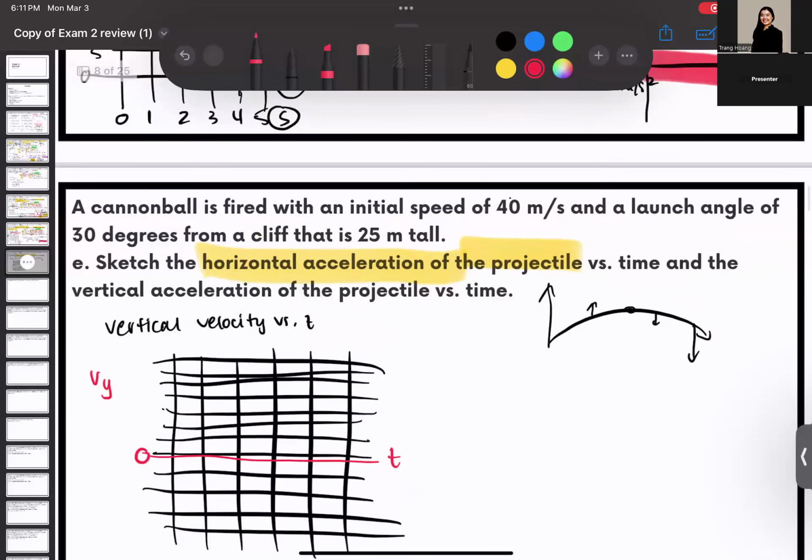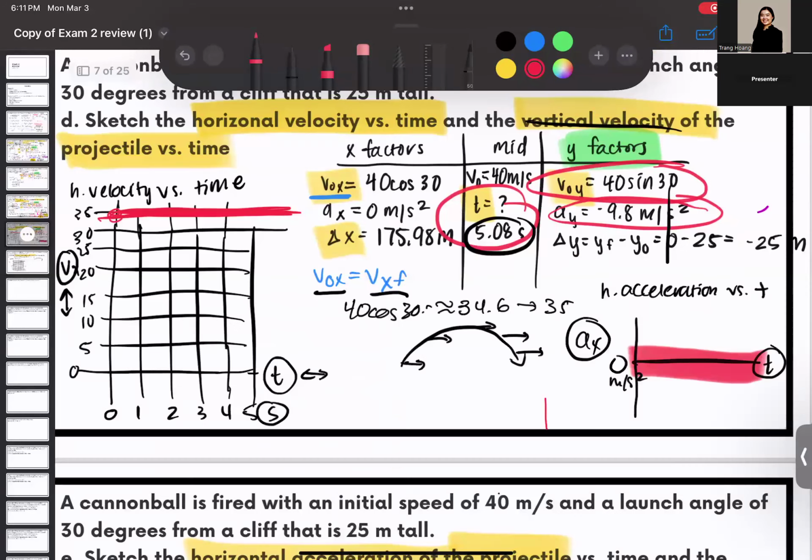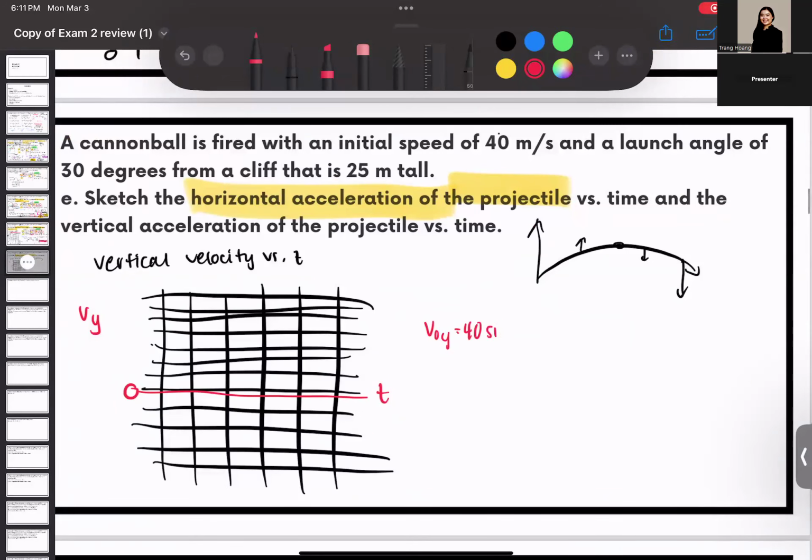So what do we start off with? We start off with 40 sine 30. That is our initial velocity. So if I plug that into my calculator, making sure the mode is in degrees, of course, I'm going to get 20. So whatever I decide to be 20, 5, 10, 15, 20, that's where I'm going to start. I'm going to start right here at 20, at 0 seconds. 0, 1, 2, 3, 5, 6. And that's how long our motion lasts, like we know earlier.